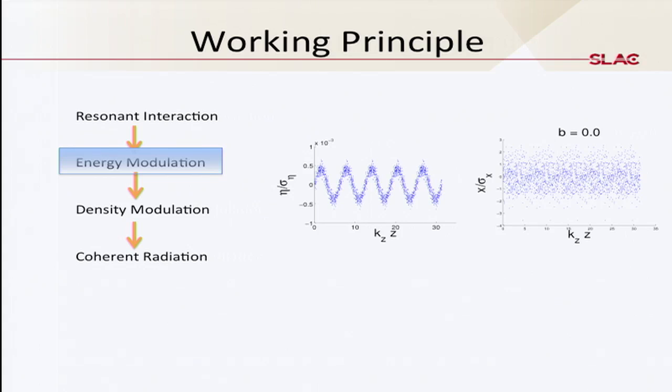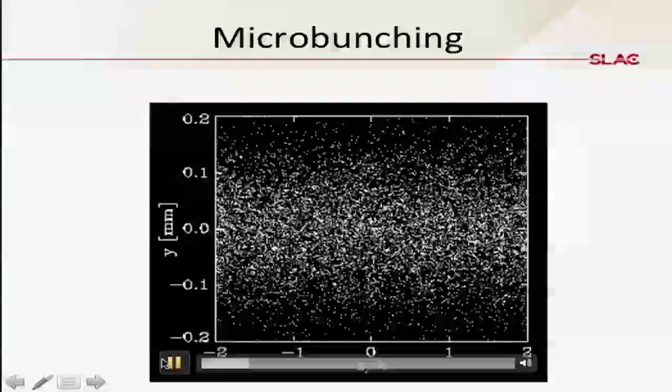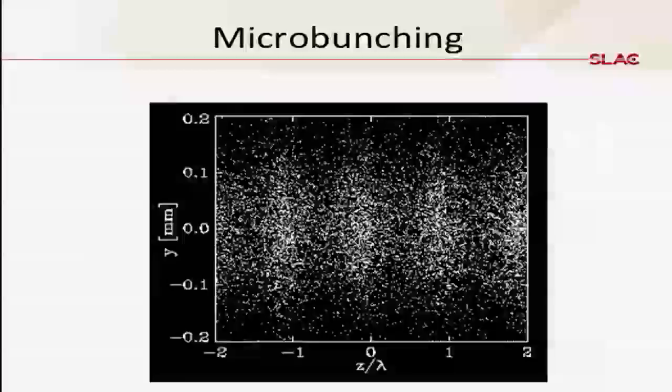Of course, I talked about this energy modulation to density modulation process as a two-step process. In practice, this happens continuously over this exponential growth. It's not just that you go from zero microbunching to 0.5 microbunching in one step. What happens is more like this. These are your electrons. This is y, and this is your longitudinal position. You start from very little microbunching, you can hardly see it, and then slowly but surely you get to a fully microbunched beam.